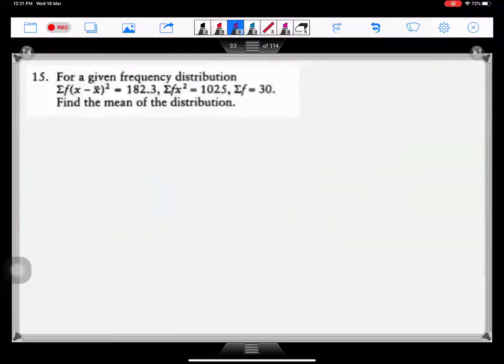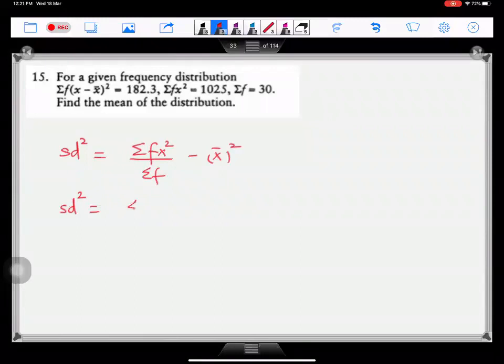Last question of this type. For a given frequency distribution, sigma f x minus x bar square is this much, and sigma fx square is this much. Again, it's a combination of both formulas. Sigma fx square over sigma f minus x bar square.